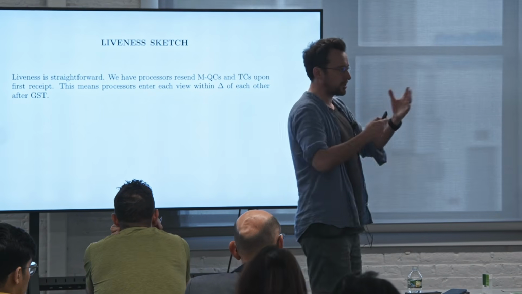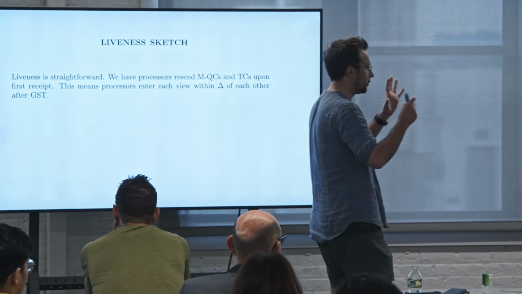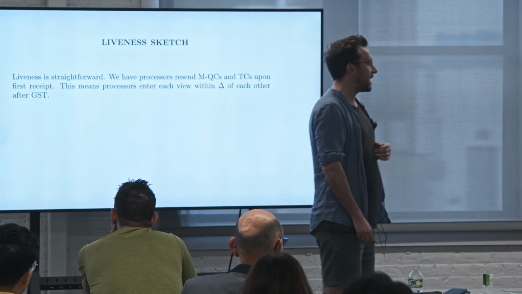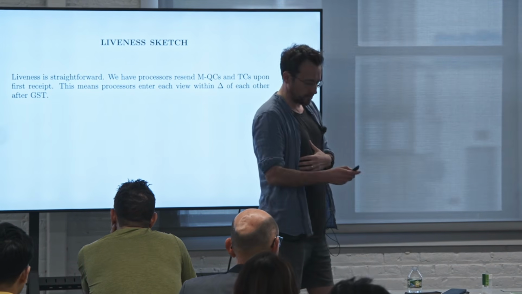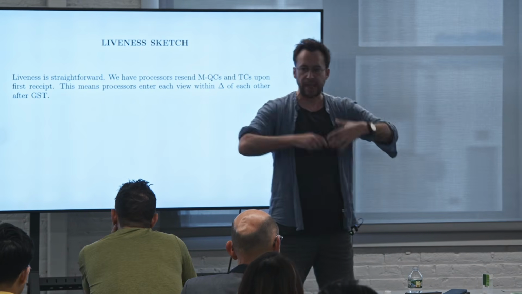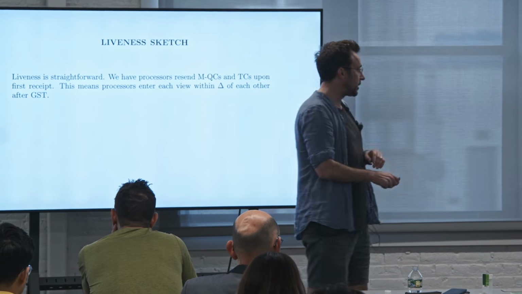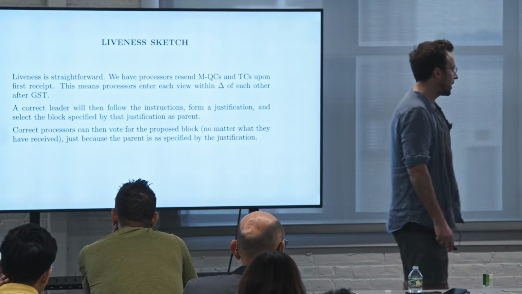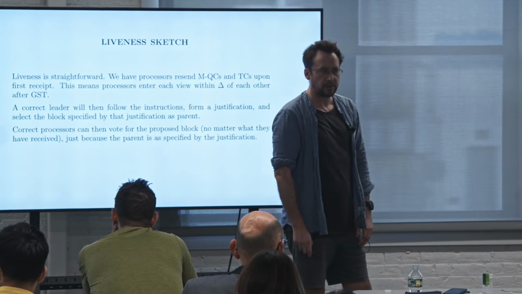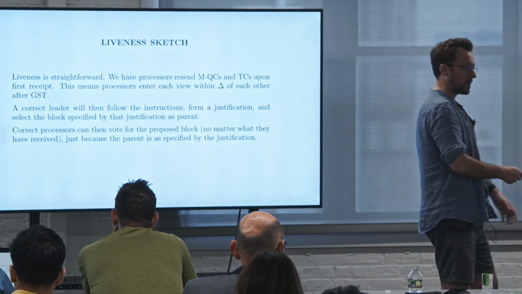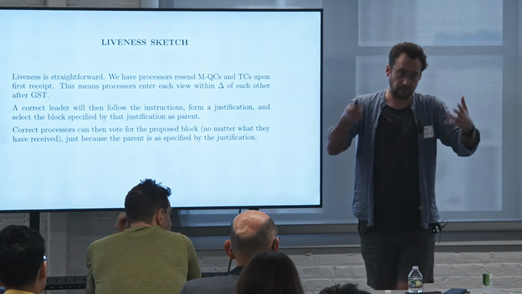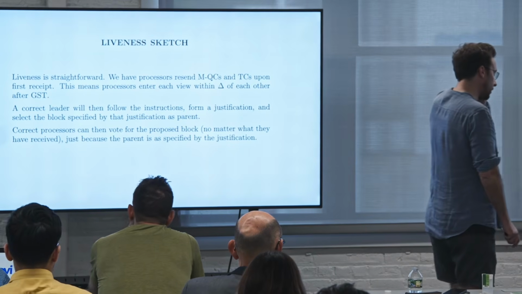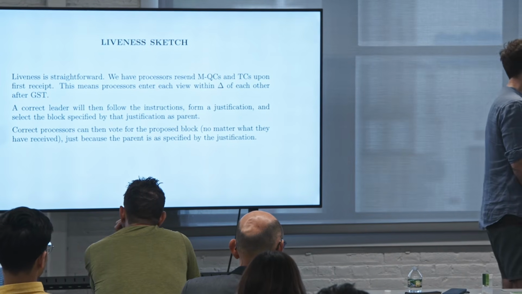And liveness is fairly straightforward as long as your timeouts are set correctly. We have processes resend MQCs and TCs upon first receipt, so after GST, everyone's entering views within time delta of each other. A correct leader will then follow the instructions, form a justification, and select the block specified by that justification as a parent. People can vote for any block just because of the justification; it doesn't matter what they've received. So a correct process can vote for the proposed block just because the parent is as specified by the justification.